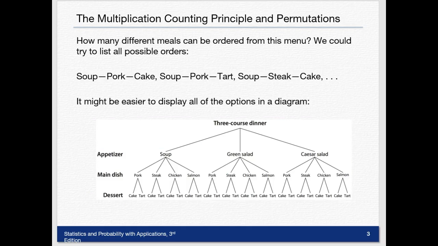We could try to list all the possible orders if you wanted to. You could do this giant tree diagram, starting with appetizers, you have 3 choices, and then after appetizers you have 4 choices on the main dish, and then 2 choices on dessert. Well, that's quite the ordeal to draw out, right? And then if you count this up, 1, 2, 3, 4, 5, 6, 7, 9, 10, 11, 12, 13, 14, 15, 16, 17, 18, 19, 20, 21, 22, 23, 24. So we came up with 24 possibilities, but there's an easier way.